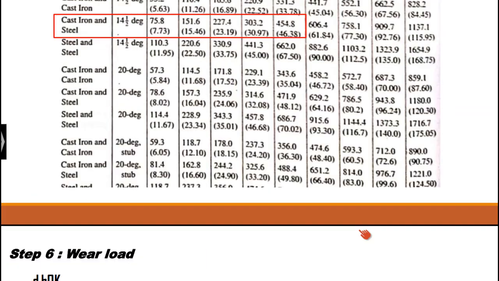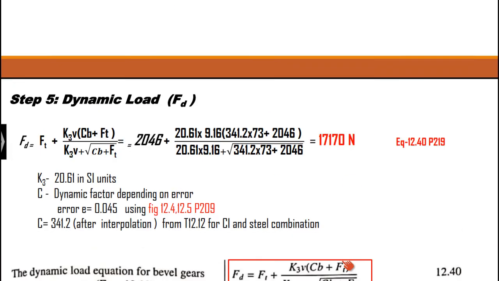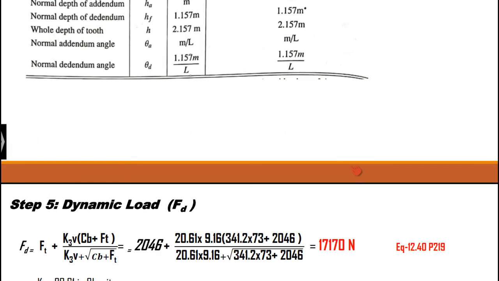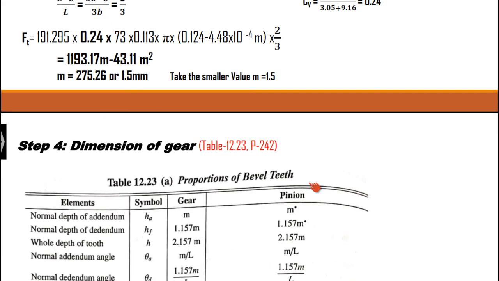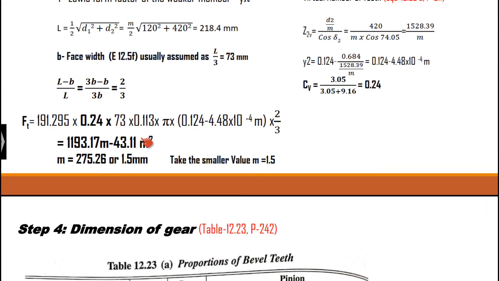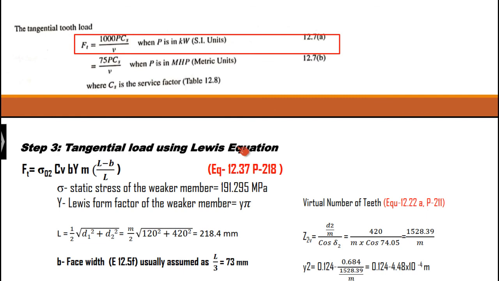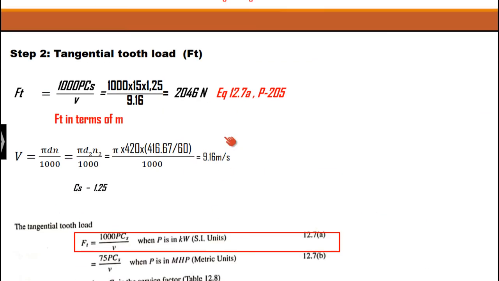You should understand where the difference actually comes. The difference comes mainly in step number 3, where you get the equation in a quadratic form rather than a cubic form. For the helical and spur gear, it was in the form of a cubic equation, but here it is quadratic. That is the main difference. This is how you have to solve the bevel gear type 2 questions.